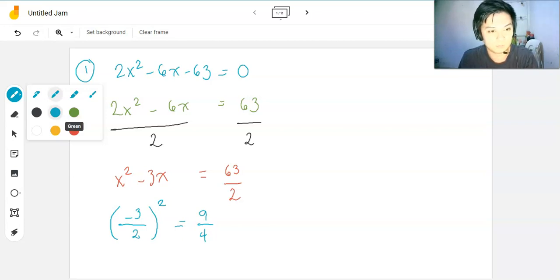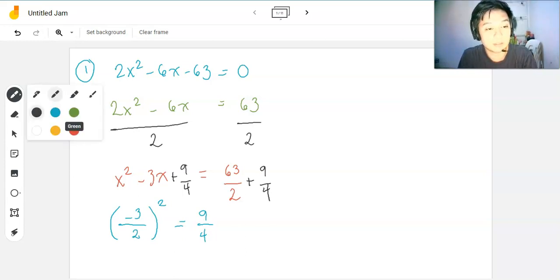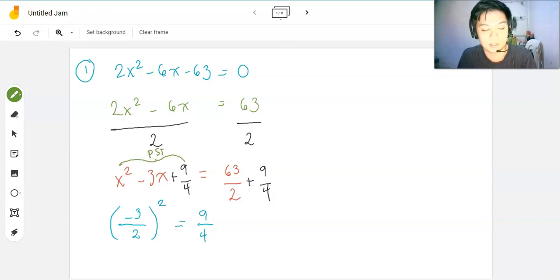So, let's just make use of the same equation. Tapos itagdagan natin yung 9 over 4. So, magiging may plus 9 over 4 dito, and then plus 9 over 4 din dito. Ayan, ibig lang sabihin yan, itong ating quadratic trinomial sa left side is now a perfect square trinomial. And therefore, it can be expressed as a square of a binomial.